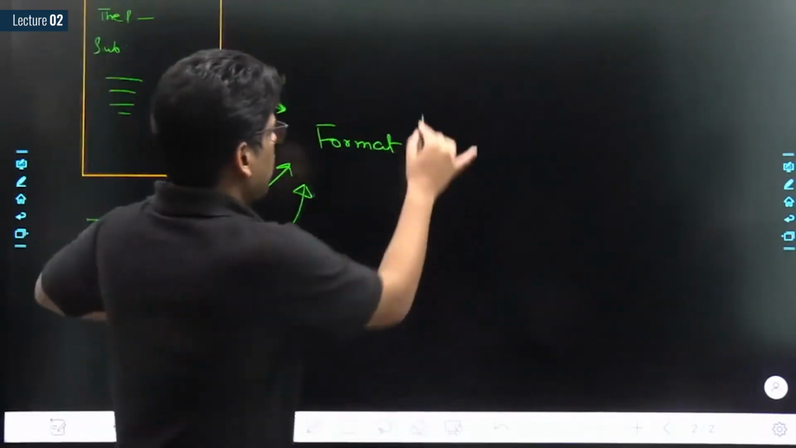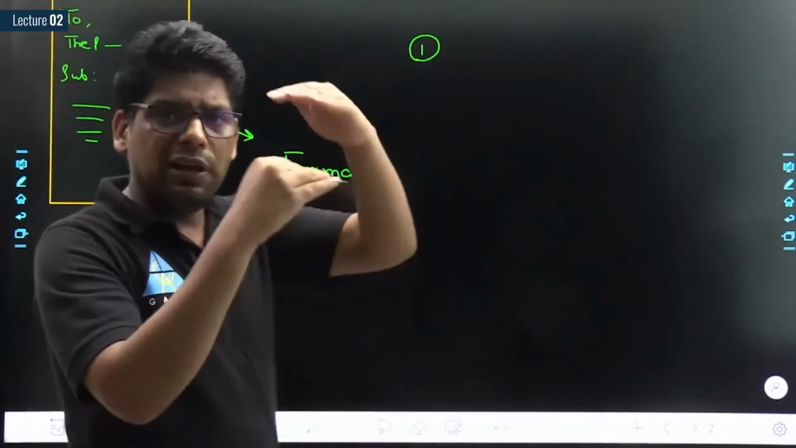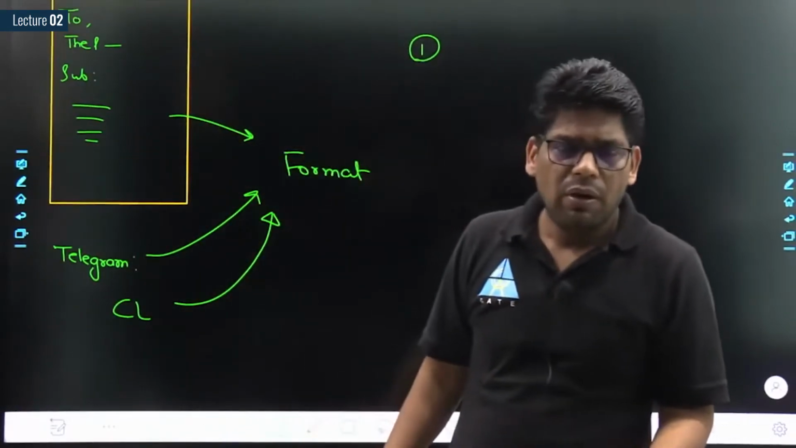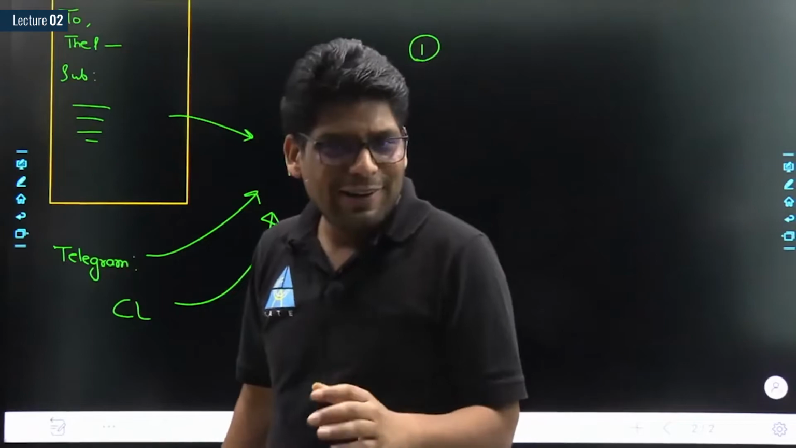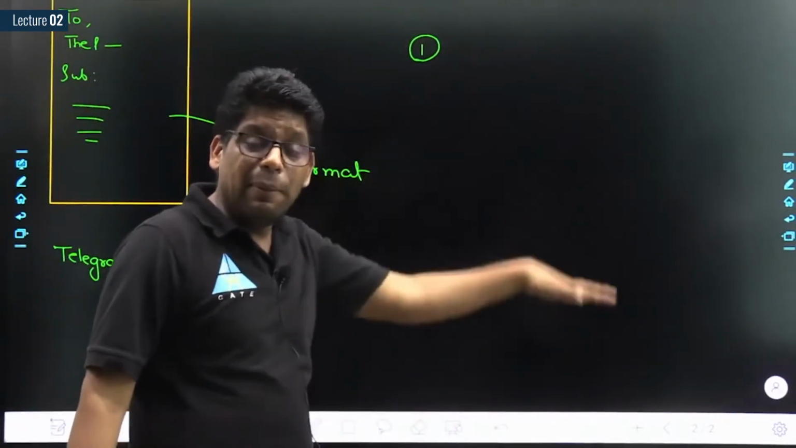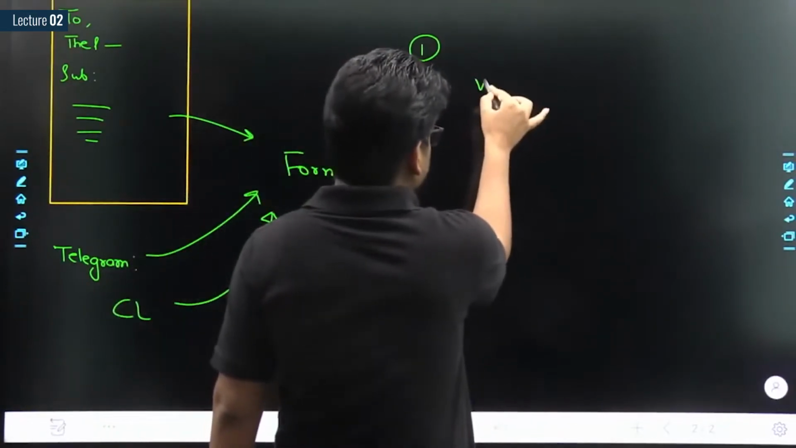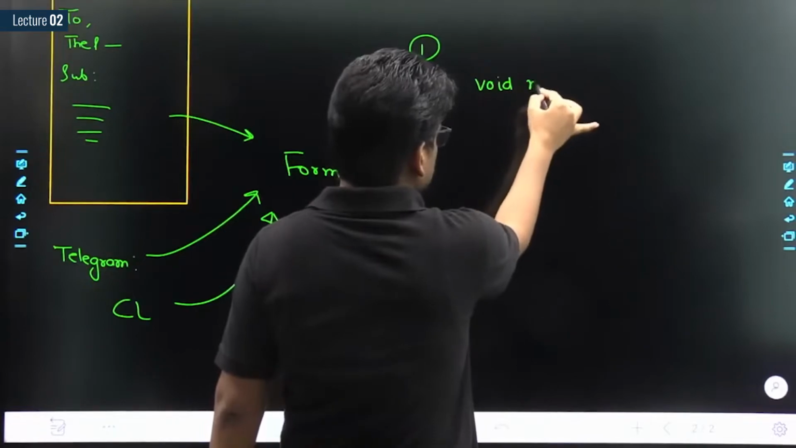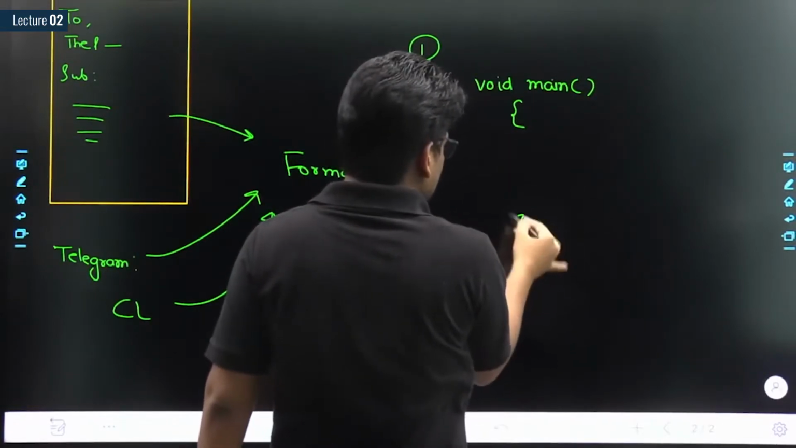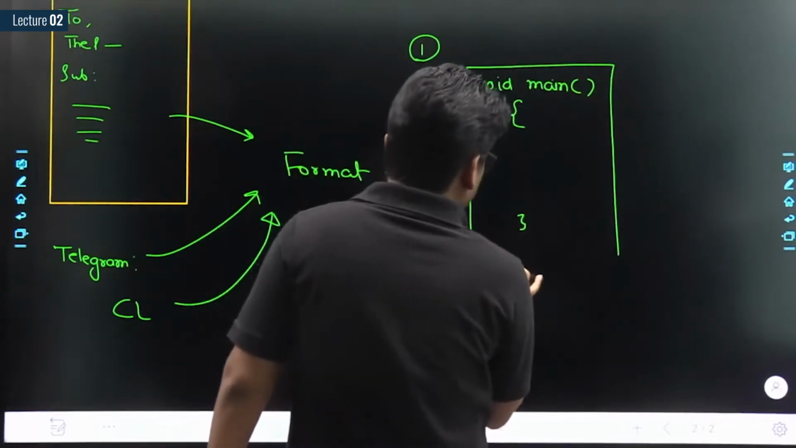Similarly, point number 1: every C program has a particular structure, just like an application or a telegram. Getting my point or not? Every C program has a particular structure. What kind of structure is it? Every C program has a structure like this. This is the minimum requirement for a C program.